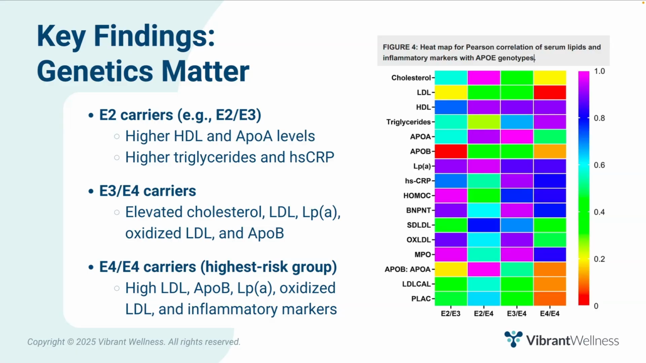This study also introduced novel findings such as the association of APOE genotypes with markers like plaque, PLAC, and the ApoB to ApoA ratios, both of which are indicators of plaque formation and vascular risk.